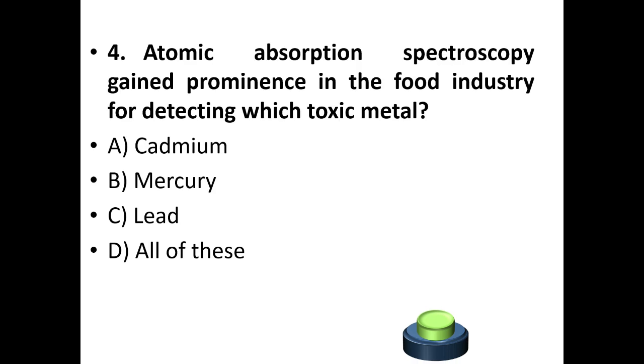Fourth question, atomic absorption spectroscopy gained prominence in the food industry for detecting which toxic metal? Cadmium, mercury, lead, all of these. Your answer is option D, all of these.